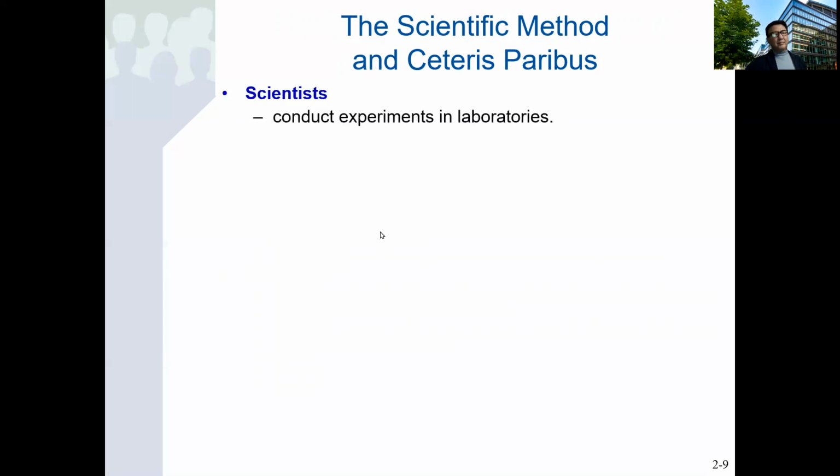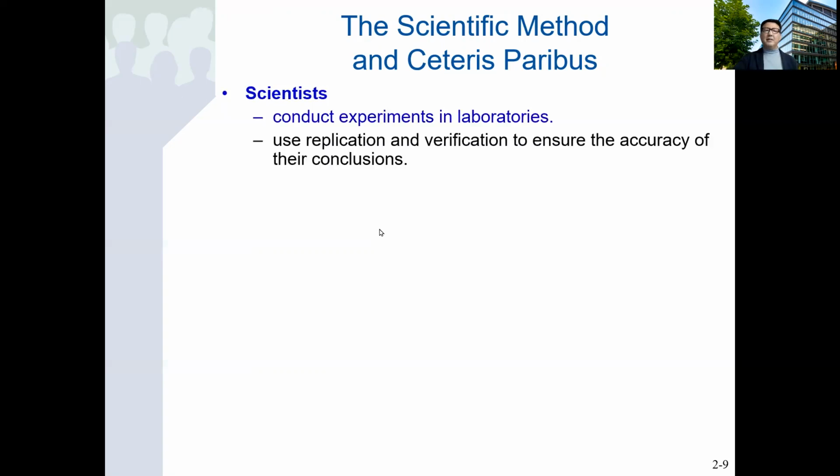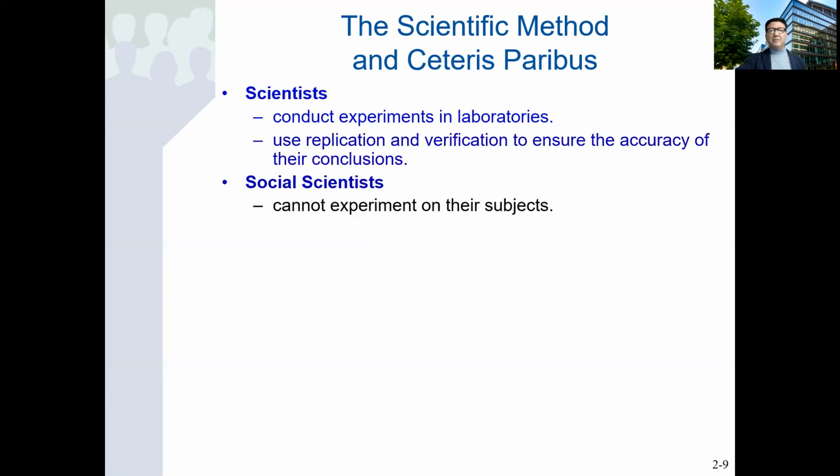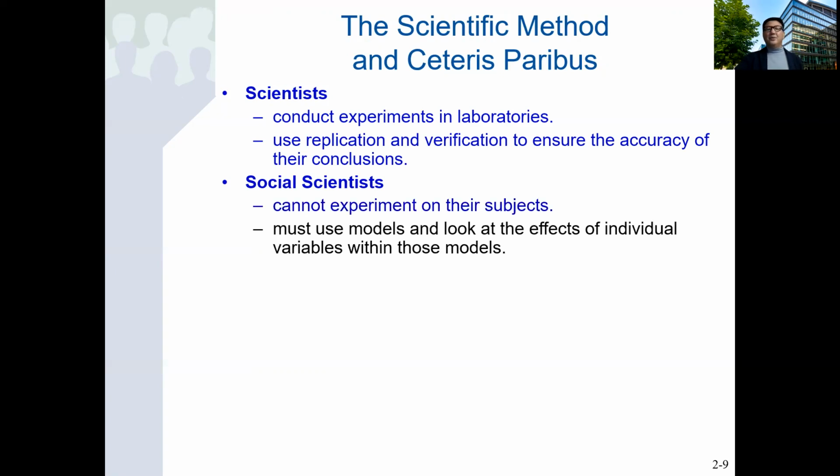Okay, it's kind of like a scientist. We conduct experiments in the laboratory, right? Scientists use replication and verification to ensure the accuracy of the conclusion. And the social scientists, on the other hand, cannot experiment on the subject, right? Because how can we experiment on a country as a whole? There's no way for us to experiment. So we must use a model. A social scientist, like an economist, must use the model to look at the effects on individuals.